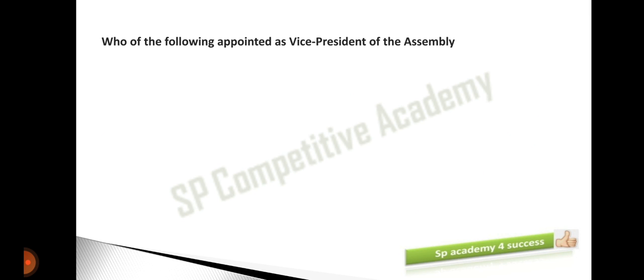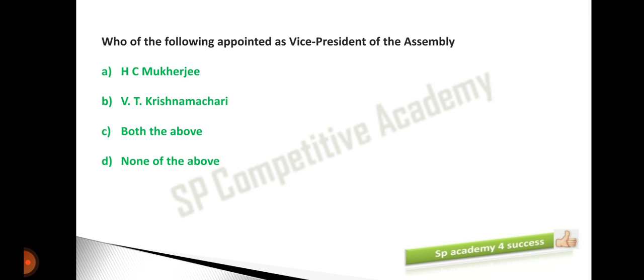See the next question here. Who of the following was appointed as a Vice President of the Assembly? The options for this: H.C. Mukherjee ji, V.T. Krishnamachari, both the above, none of the above. Clear? The question is regarding the Vice President of the Assembly. So, who of the following was appointed as a Vice President of the Assembly? Is that Mukherjee or Krishnamachari?